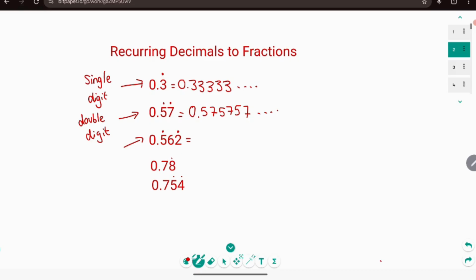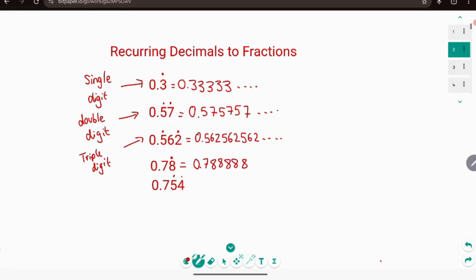So because we have 0.562, 562, again, it goes on forever. Because we have 3 numbers repeating, I'm just going to call it a triple digit. So what happens if we have a dot above just one of our numbers? Well, it's 8 that recurs. It's still a single digit recurring decimal because it's just the 8 that repeats.